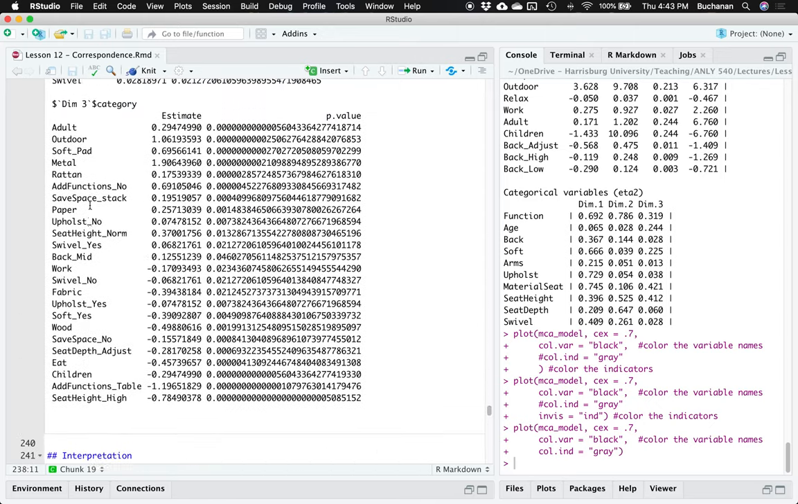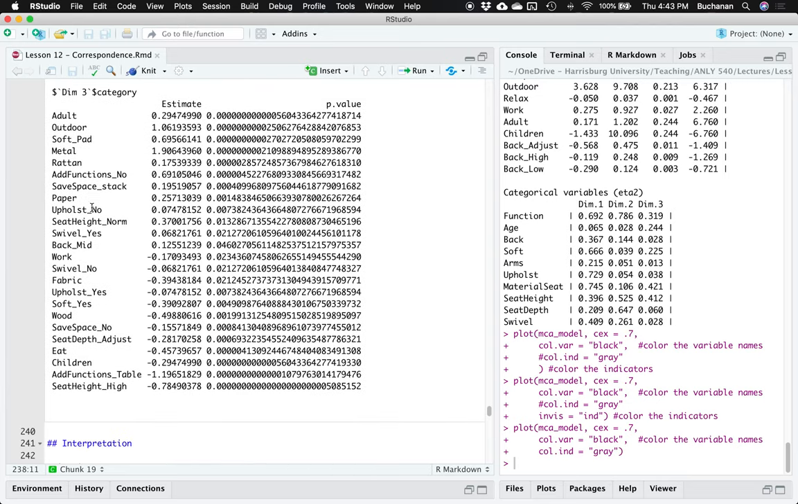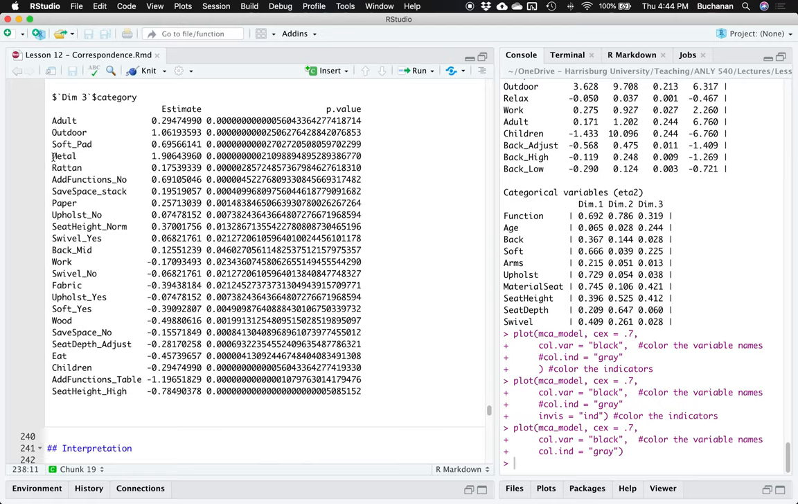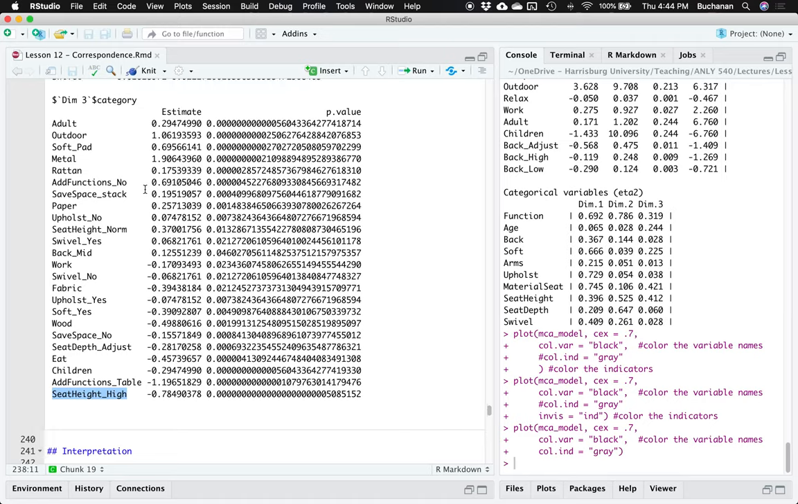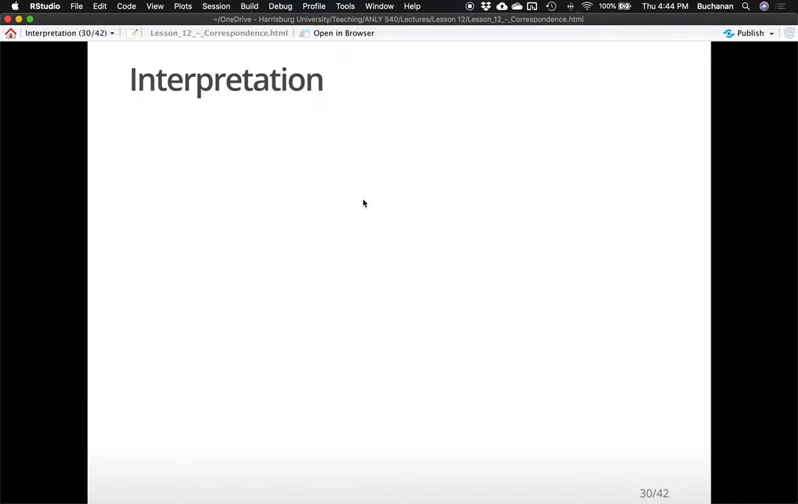And then we can keep going and look at the third dimension if we wanted to as well. Each dimension will slowly have less and less variables associated with it. And this looks more like outdoor variables. Okay. So they're metal. Okay. Most metal chairs are outdoors. It is also outdoor. It's got a soft pad on it because sitting on metal is not any fun, right? And then it will be the opposite of the strong ones here. So add functions table. I don't actually totally know what that one is, but it's not a high seat, right? So it's the opposite of a high seat. So you just kind of go through those. And this is totally interpretive dance, so you would have to kind of think about what does this combination represent.